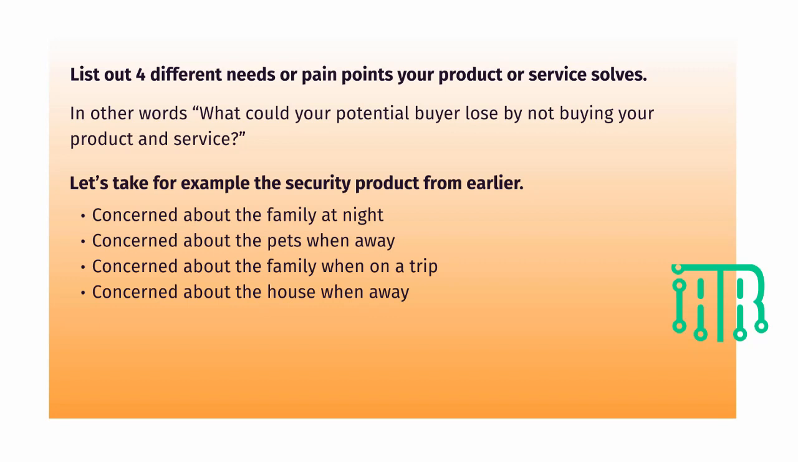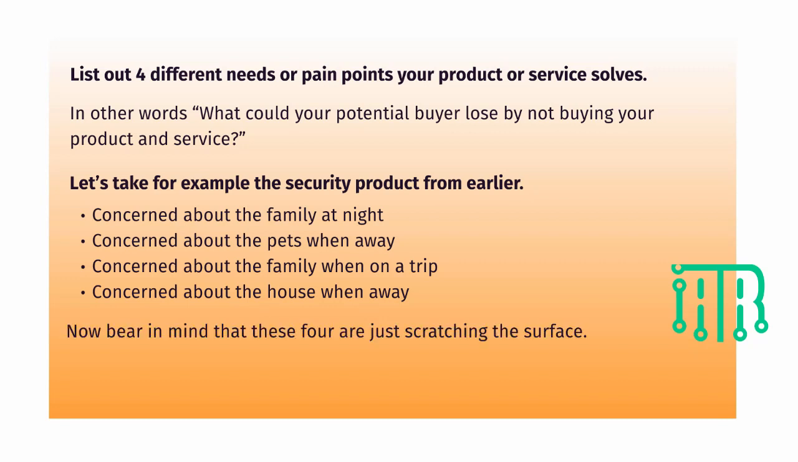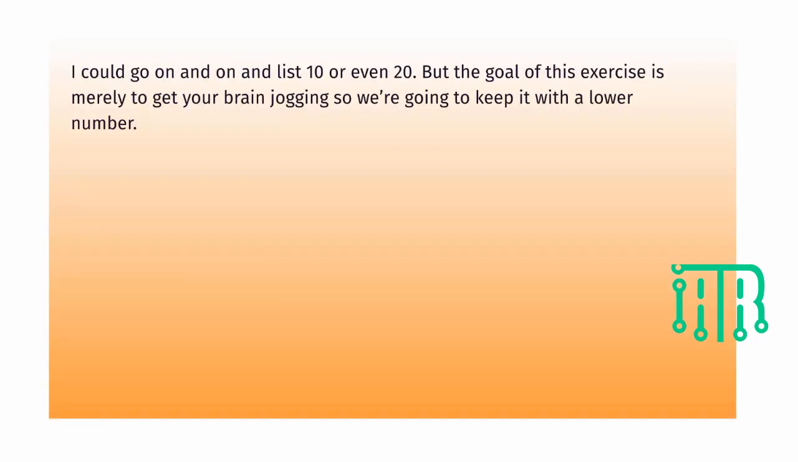Now, some people won't have pets, some people won't have children. So that's why we try to cover as much as possible. Now, bear in mind that these 4 are merely scratching the surface. I could go on and list 10 or even 20 if we wanted to. And I advise you, if you can list more, then great. But the goal of this exercise is to merely get your brain jogging so that we're going to keep it with a lower number. But if you can do more, great, do more.